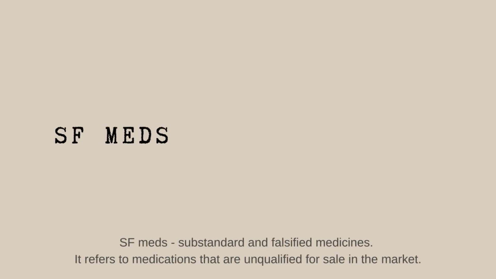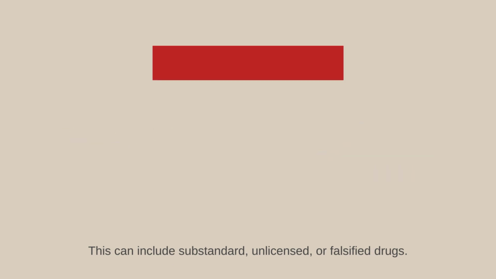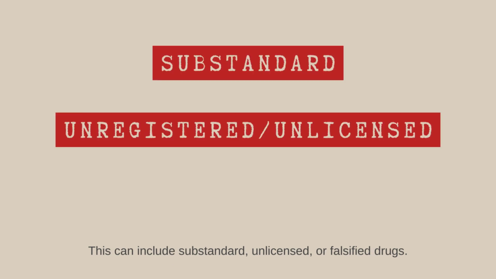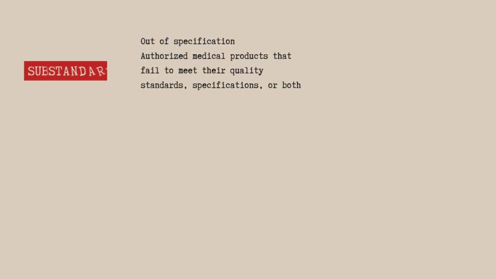SF meds, substandard and falsified medicines. It refers to medications that are unqualified for sale in the market. This can include substandard, unlicensed, or falsified drugs. Substandard, also called out of specification, refers to those authorized medical products that fail to meet either their quality standards or specifications, or even both.